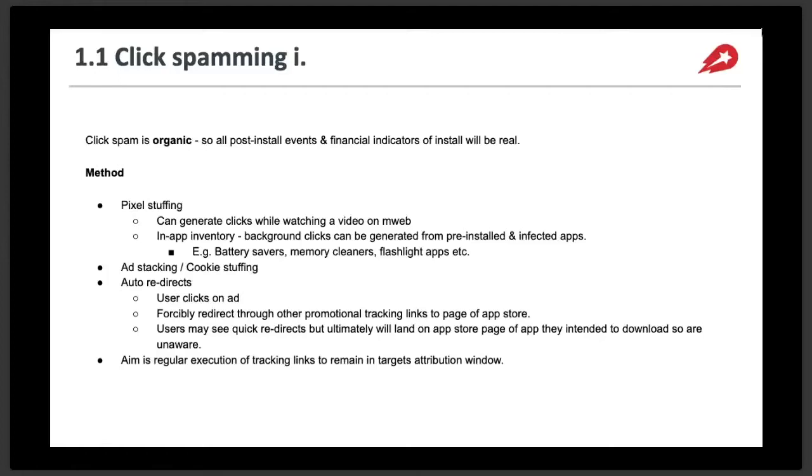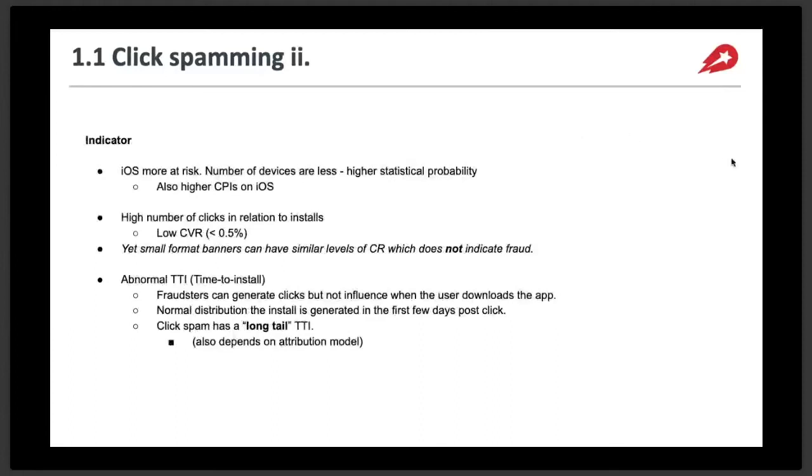And what are the indicators that click spamming is affecting your campaigns? iOS is more at risk, simply the less number of devices, higher statistical probability that you're going to get hit, also higher CPIs on iOS. A high number of clicks in relation to installs. Obviously, click spamming generates a lot of clicks. If you have a lot of clicks and a low conversion rate to install, that's one indicator. Obviously, it's worth noting different formats, video, banners, things like this have different conversion rates, so does not necessarily indicate fraud to watch out for.